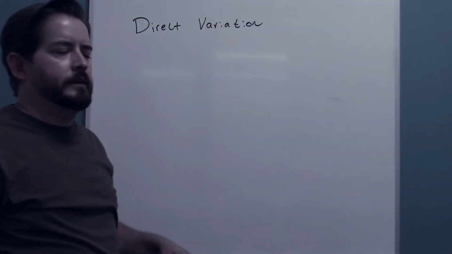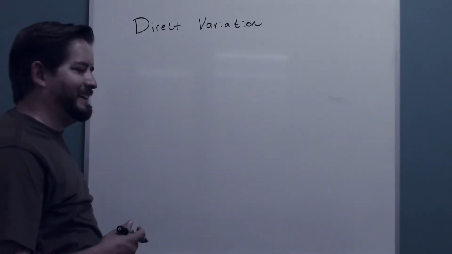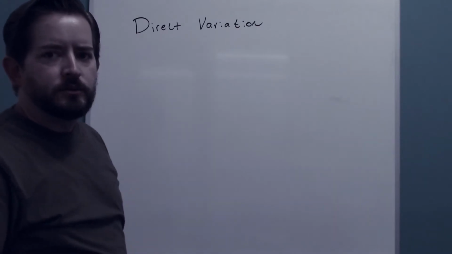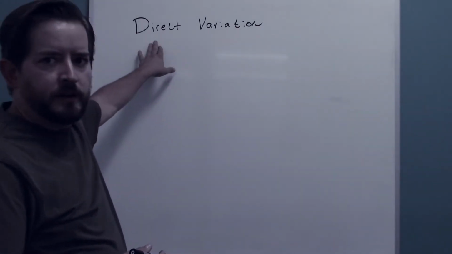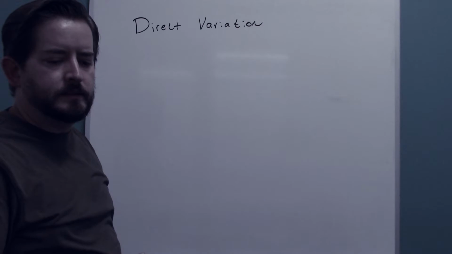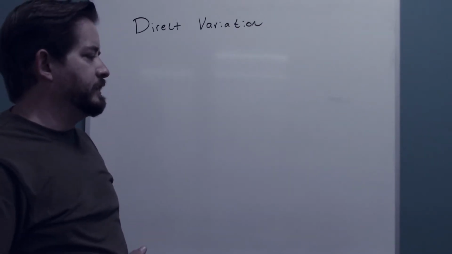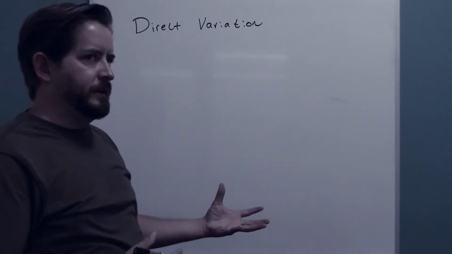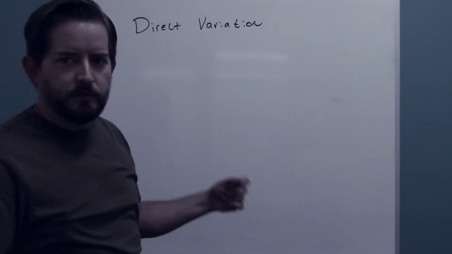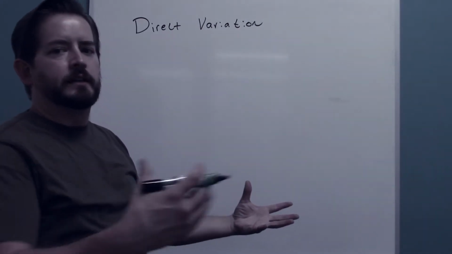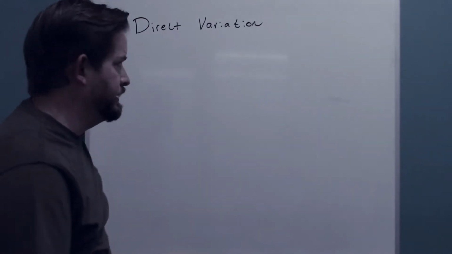Okay, welcome back. This video is on direct and indirect variation. So we're going to start with direct variation. Direct variation is when you can say that one amount is directly variant to another one. Meaning if one thing changes, the other thing changes proportionately, right?